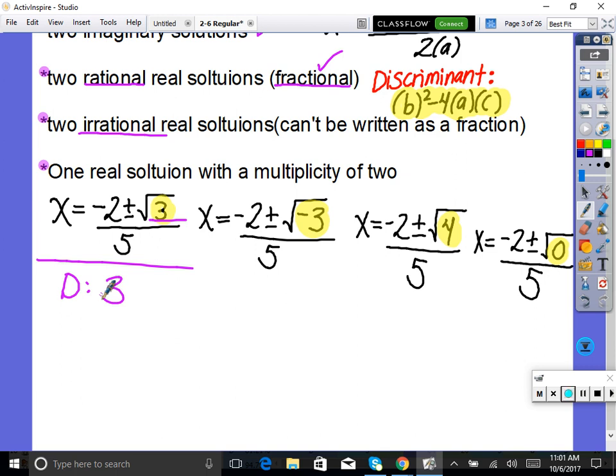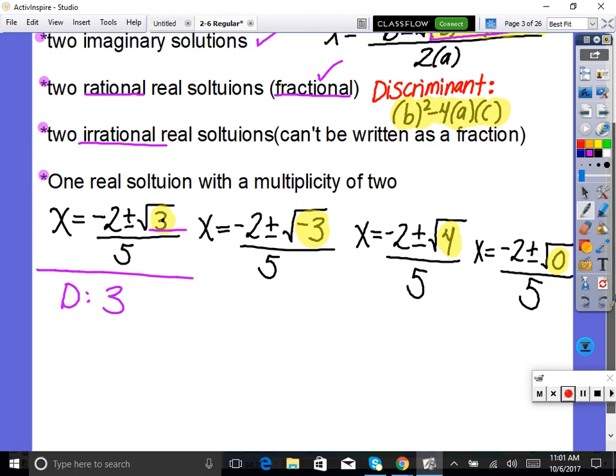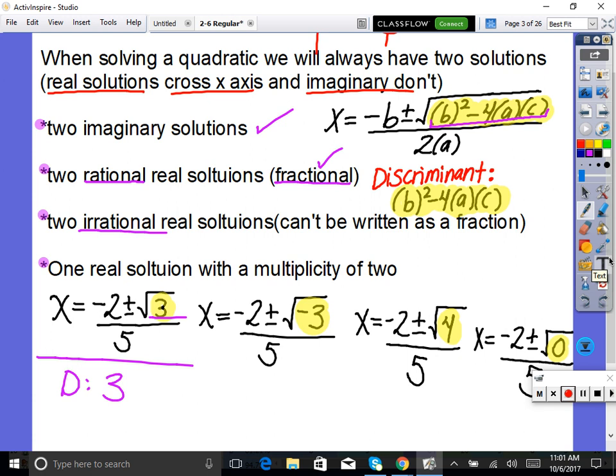Square root of 3 is a decimal that cannot be written as a fraction, right? It doesn't break down. So if it still has a radical in it, it's considered irrational. Do you all understand? Yeah. So, everybody look. When you have two irrational solutions, that's going to happen when your discriminant is positive and your square root can't break down or doesn't simplify.